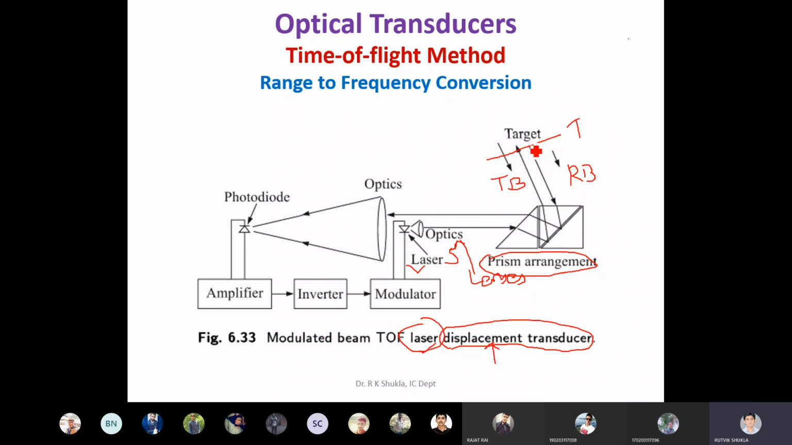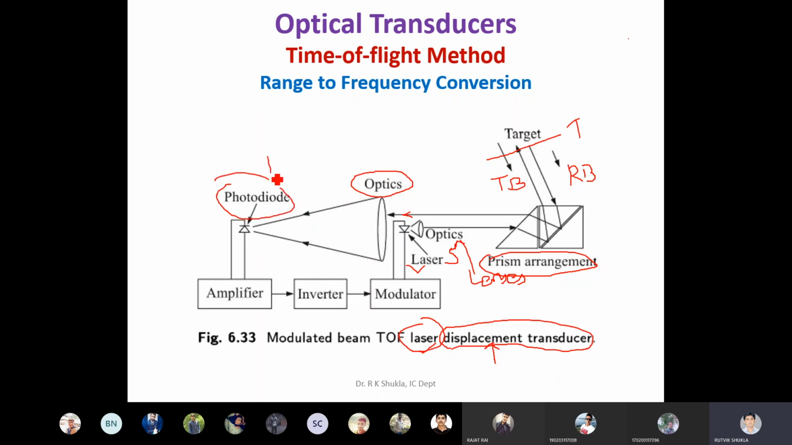After striking the target, the reflected beam comes over here. Again, it strikes the prism, which is used to give the beam a particular direction without any attenuation. Then it falls onto the optics. These optics, as we have seen, are used to concentrate the beam so that it falls on our detector.